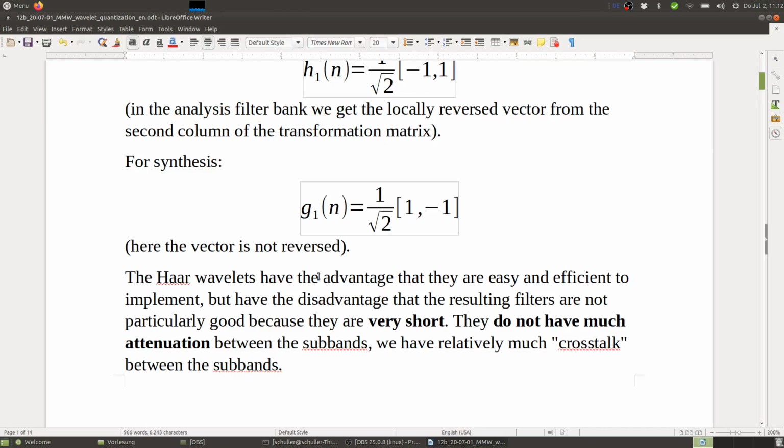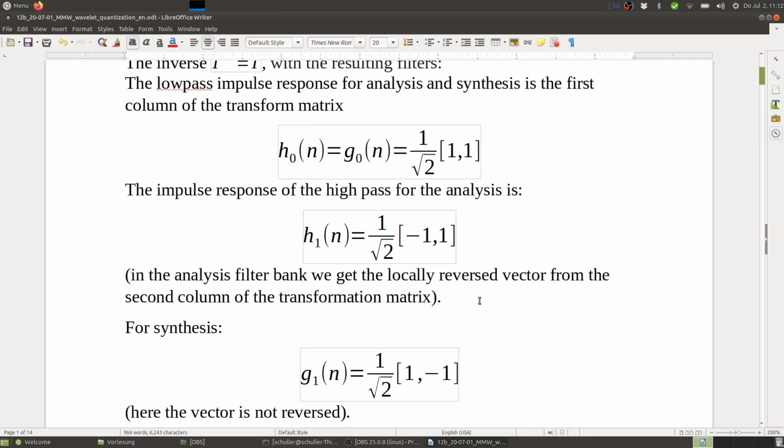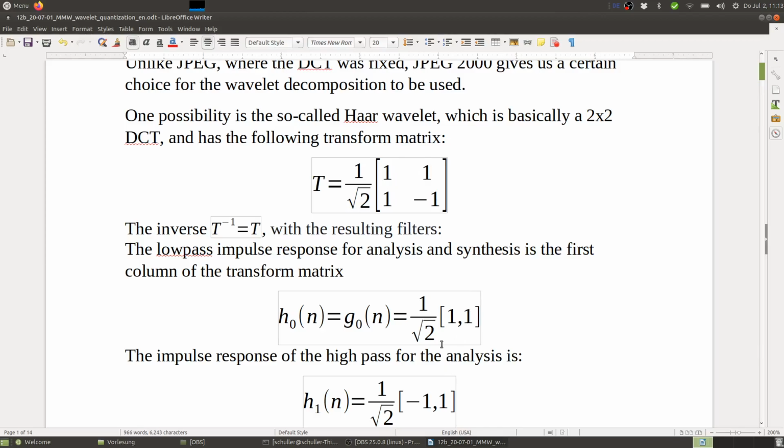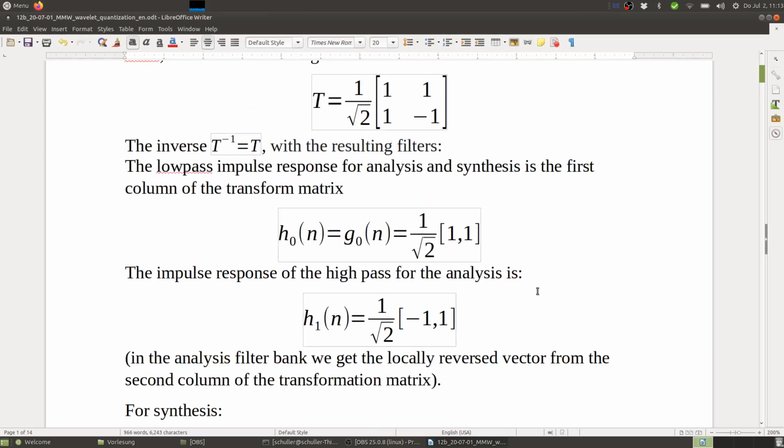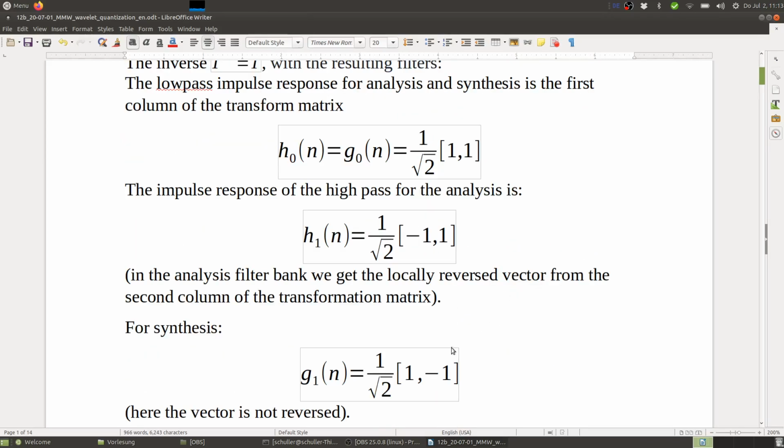So the Haar wavelets have the advantage that they are easy and efficient to implement, but have the disadvantage that the resulting filters are not particularly good because they are very short. Also note that here for the high pass we read from bottom to top, which is actually also the case for the low pass. But there it doesn't make any difference because it's the same. So in general, if we read out filters from the transform matrix, remember we start from the bottom and go up. And this reversal is not true for the synthesis, and that's why we have this change in direction.